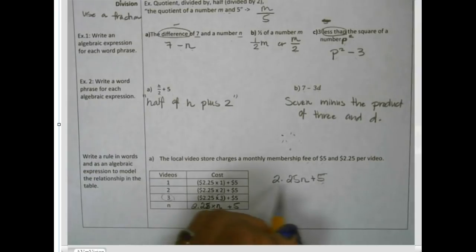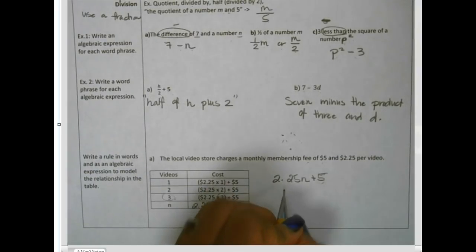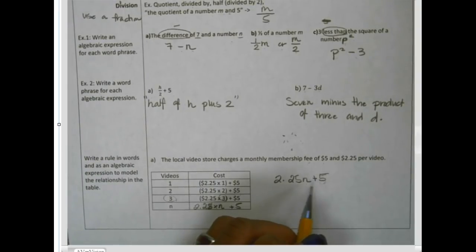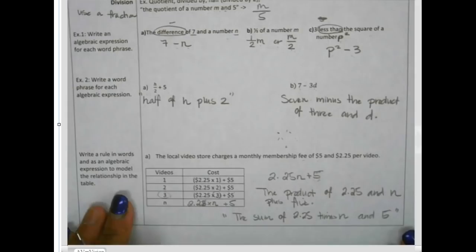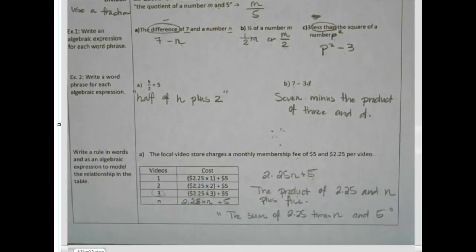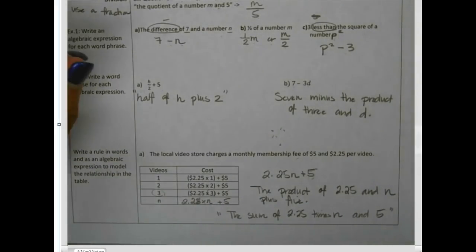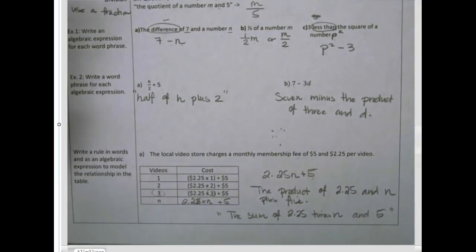And then you can do words. So the product of 2.25 and n plus 5. You can use that. Or you can also say the sum of 2.25 times n and 5. Either one of those work pretty well. Now, if you flip your page over or go over to 1.2, we will now start 1.2 notes.